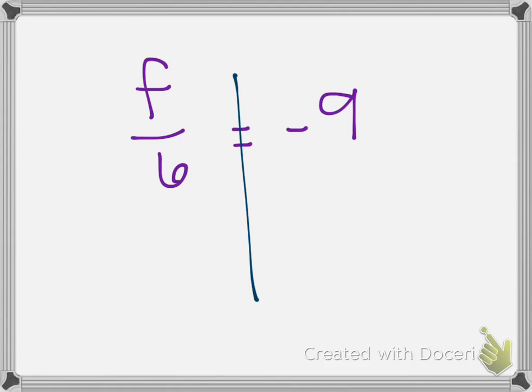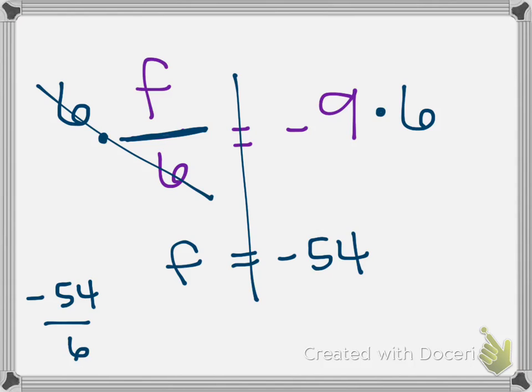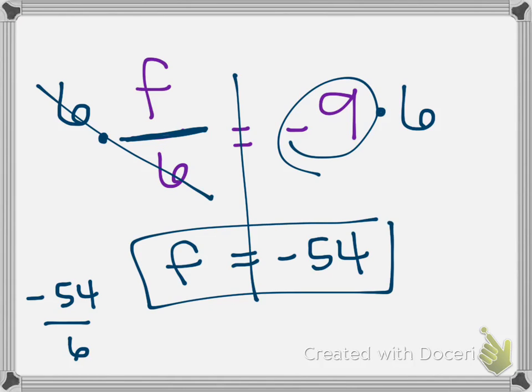All right, here's our street. The F needs the 6 to get away. So the 6 is dividing, that's what this line means. So we're going to times, whenever we times, the number goes up. We're going to times by 6 again. 6 over 6 is 1. There's our 1. F is -9 times 6 is -54. And again, you could check it, -54 over 6, and sure enough, yep, that's -9. So our answer is that one there.